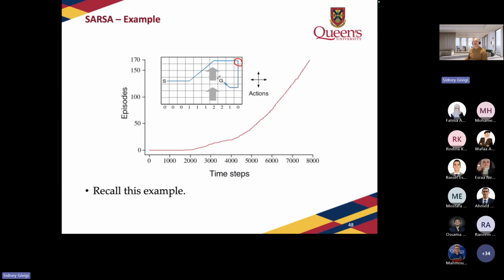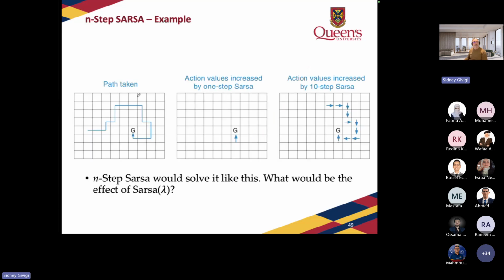If we do this with a one-step Sarsa, what is going to happen? The same thing as I mentioned before. You're only going to get an update when you go this way here, so when we get to the goal. Therefore, if we look at the path that is generated, it is going to be something like this. But with a one-step Sarsa, you're only going to get this update here.